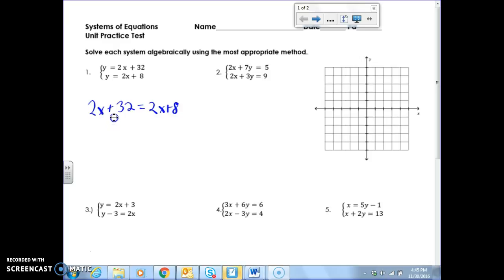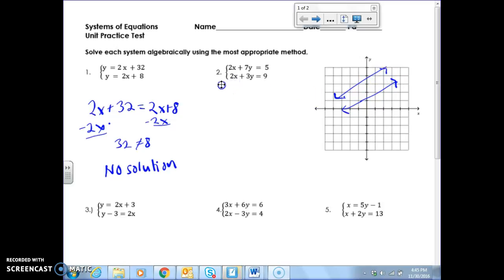and I will subtract my 2x from both sides, and when I do that I get 32 equals 8. 32 will never equal 8, so this problem is a no solution problem. If you graphed it, you would have ended up with two parallel lines. Whenever you have two parallel lines, it is also no solution. Those lines are never going to intersect.